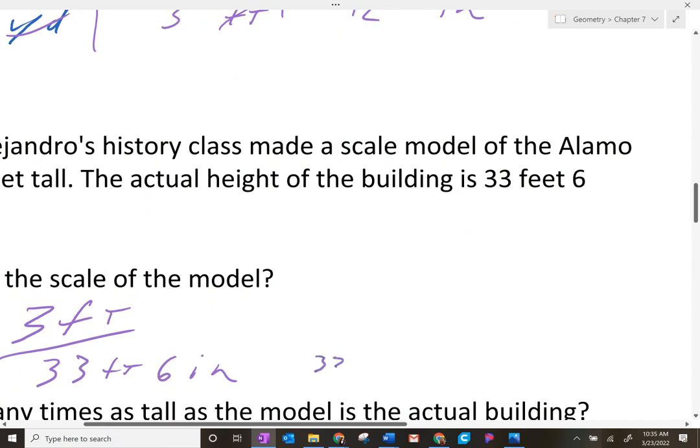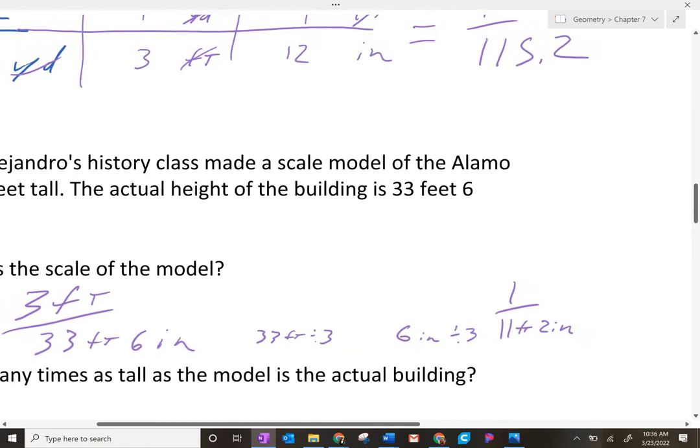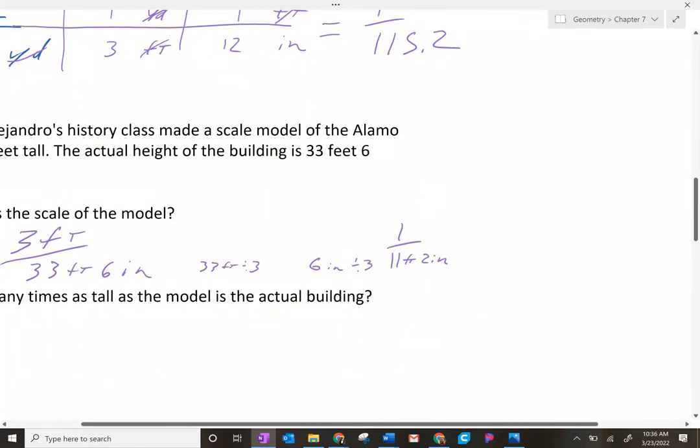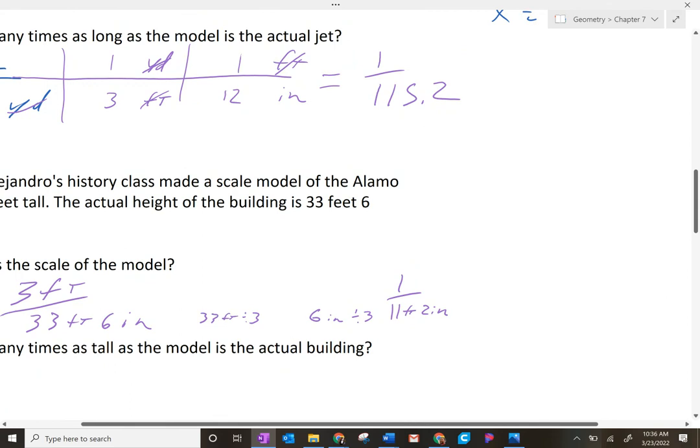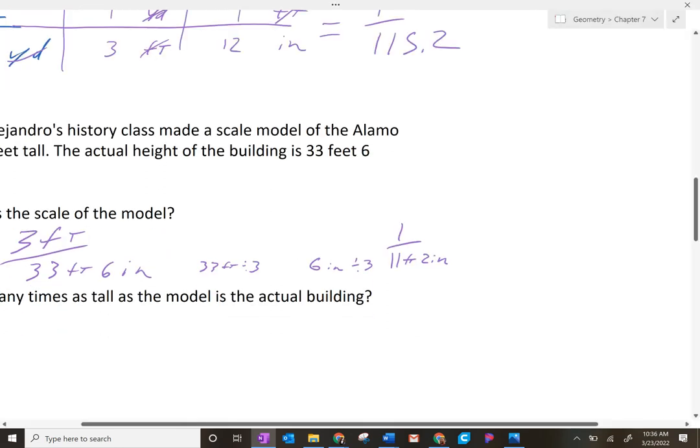I'm going to take 33 feet divided by 3, and I'm going to do those 6 inches divided by 3, which gives me 1 over 11 feet 2 inches. So if you did 11 feet 2 inches, you're taking the feet divided by 3 and the inches divided by 3. However, if you want to work with it in decimals, and I'm good with decimals as well, before you can get to doing this part here, we need to change that 33 feet 6 inches into a decimal.